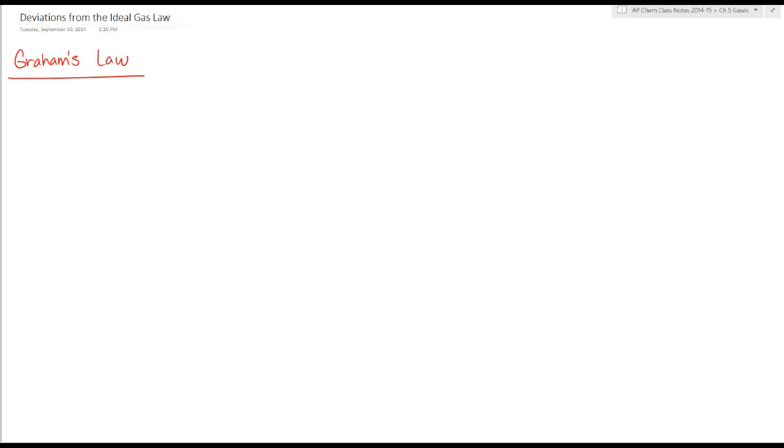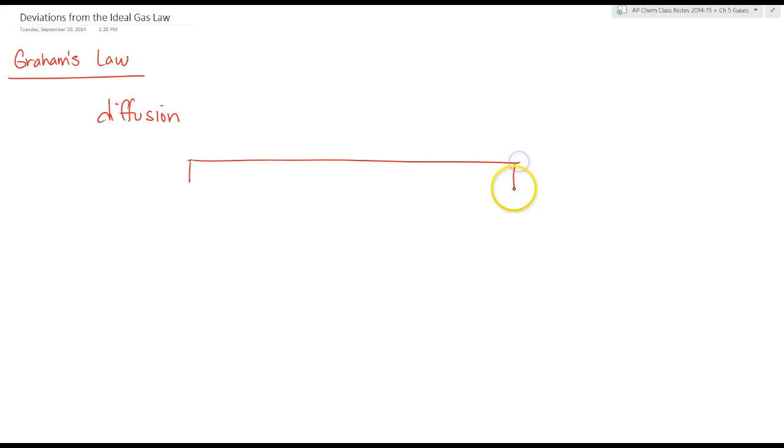So this screencast is going to cover Graham's law and the deviations from the ideal gas law. Recall that in class we looked at diffusion, which is the gradual mixing of two gases by virtue of their kinetic properties. We looked at that in this situation. We had a straw, and in that straw we placed two Q-tips.